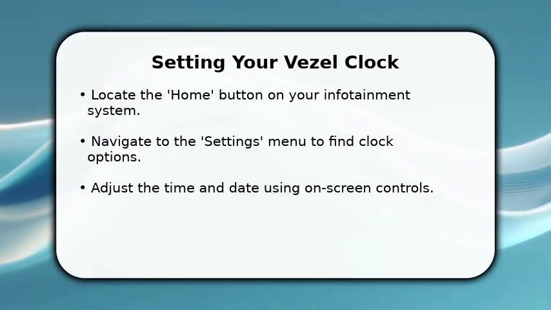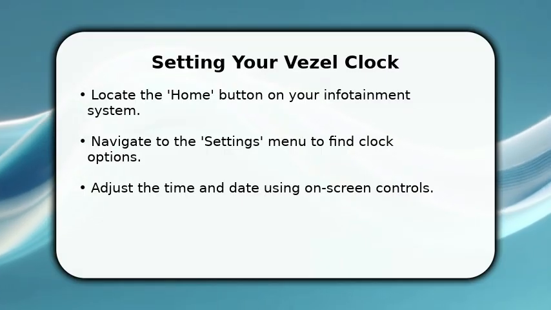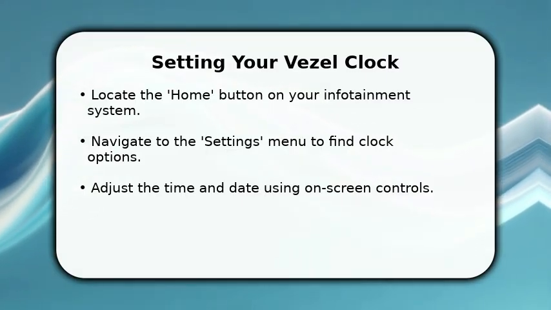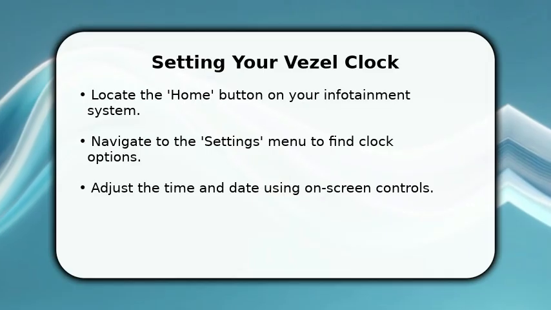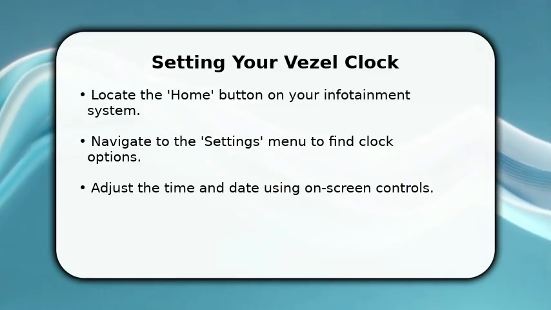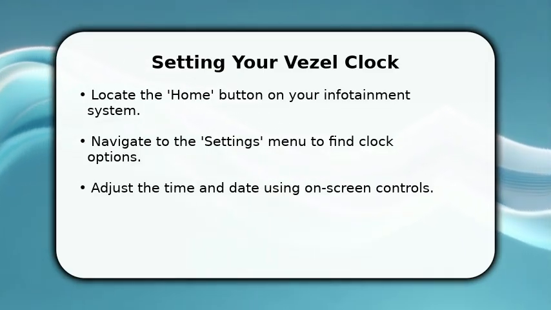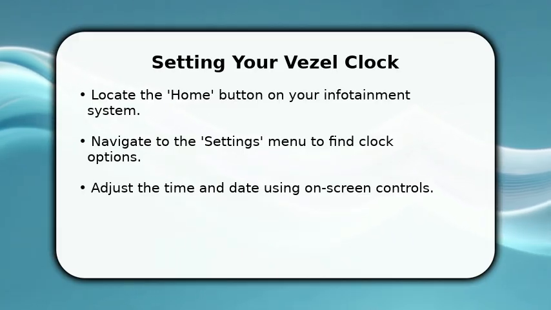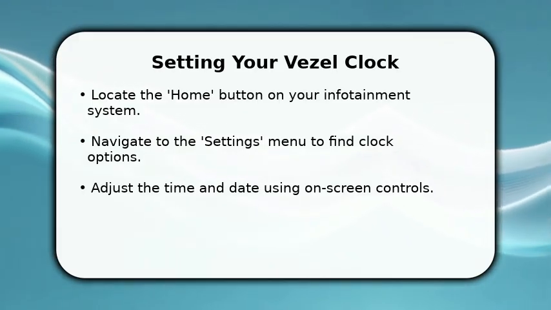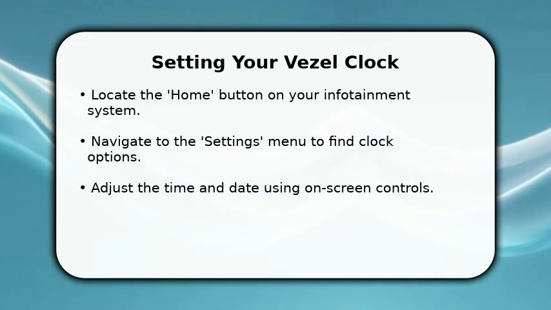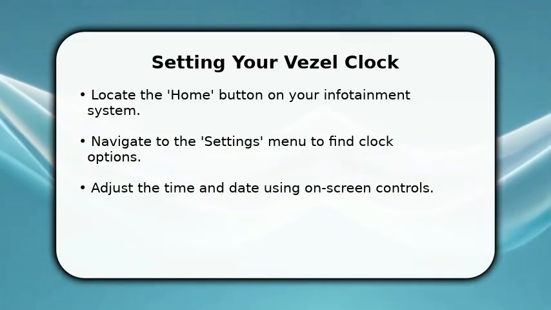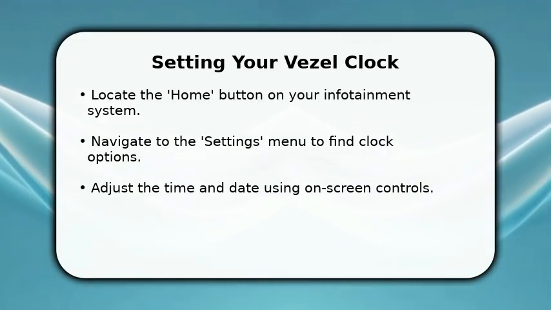In this video, I will explain how to set your Honda Vezel clock. First, locate the home button on your infotainment system. This is your starting point for accessing all vehicle settings. From there, you'll navigate through a few menus to reach the clock adjustment options. It's a straightforward process that ensures your time is always accurate. We'll cover each step clearly.